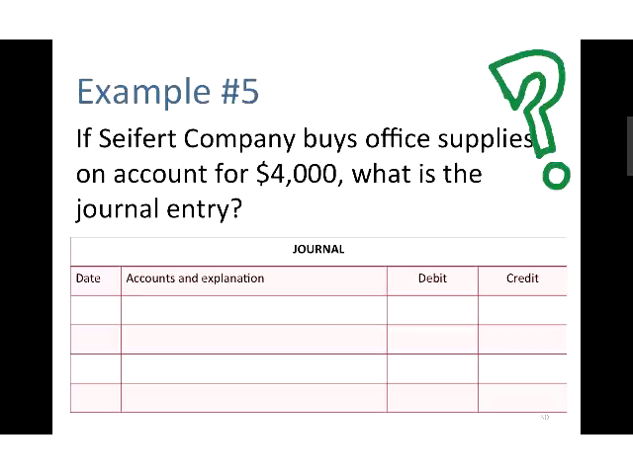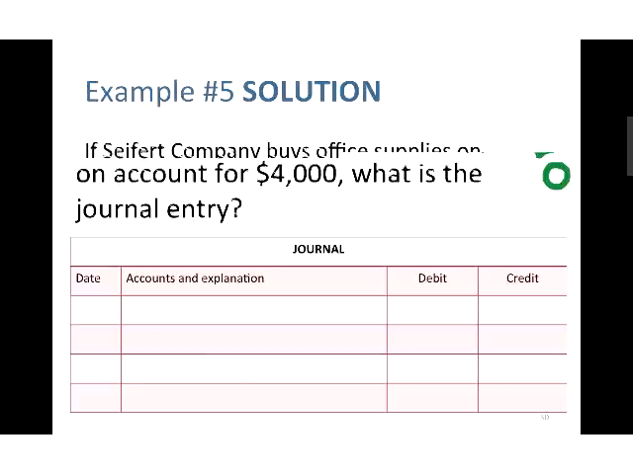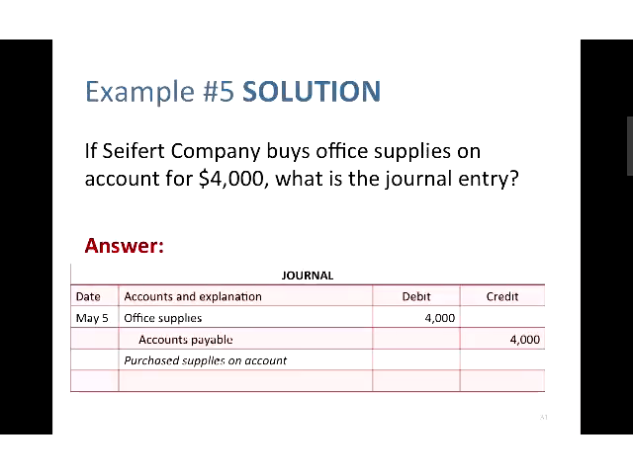So we buy office supplies. Office supplies are increasing. Assets increase with a debit. So what we've got here, office supplies increase with a debit for the $4,000, and accounts payable, we're increasing a liability. To increase a liability, we credit it. And then we have a memo line.